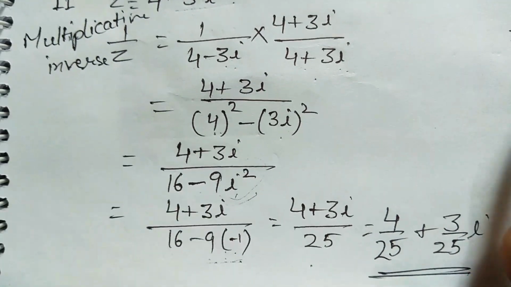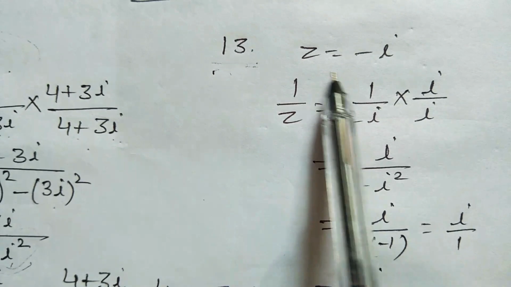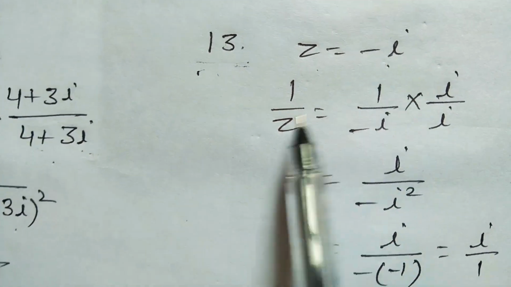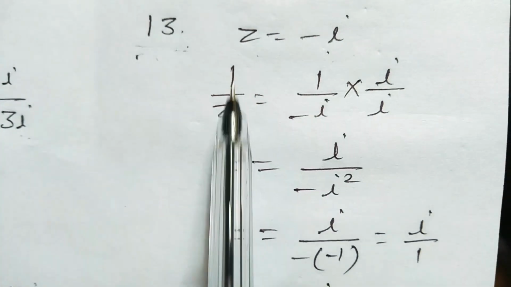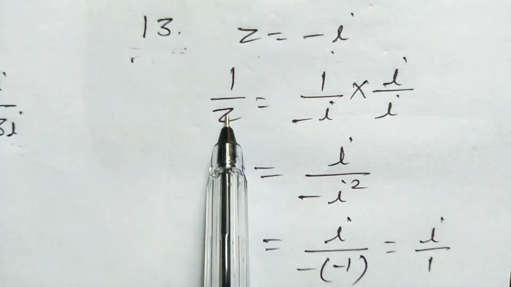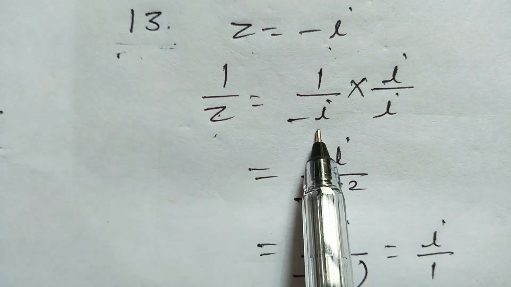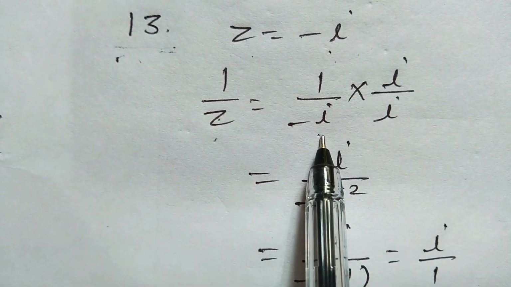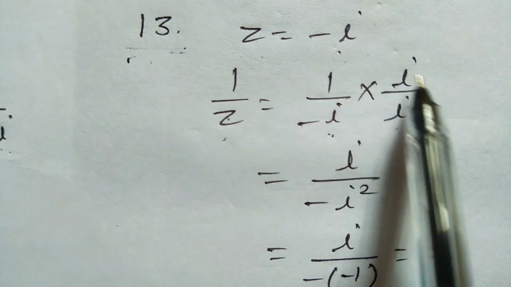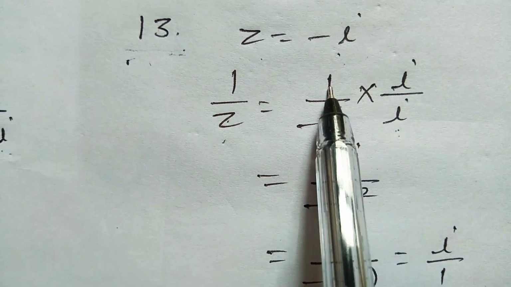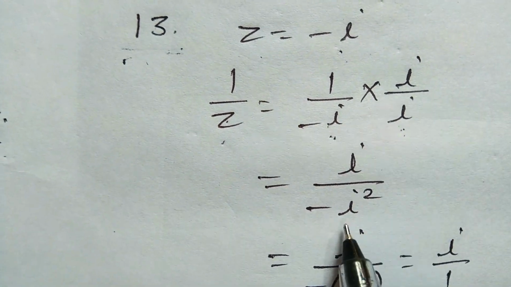Okay, now the next, 12th question, you will do yourself. The 13th question is z equal to minus iota. We want to find the multiplicative inverse of this, which is 1 upon z, so it is 1 upon minus iota. Since iota is in the denominator, we have to rationalize it by multiplying and dividing by iota. 1 into iota is iota, and minus iota into iota is minus iota square.